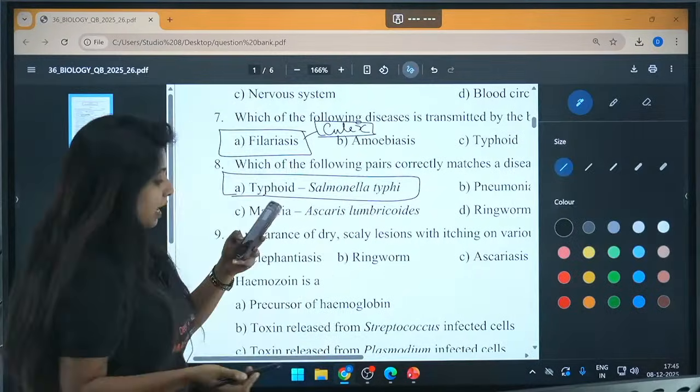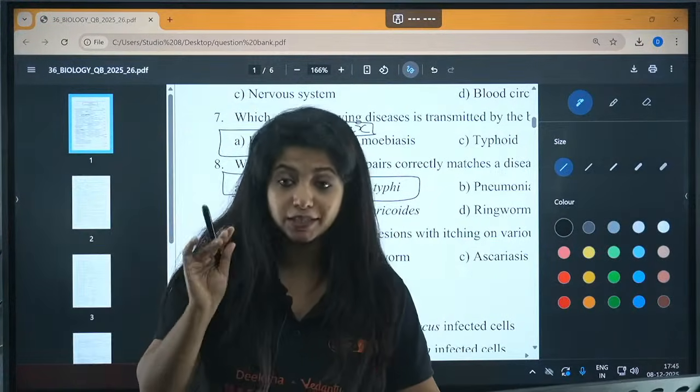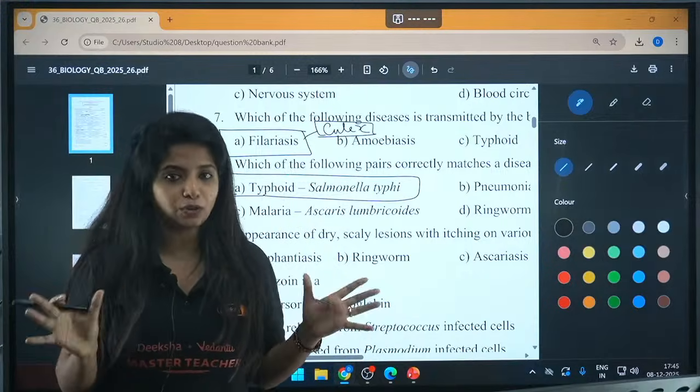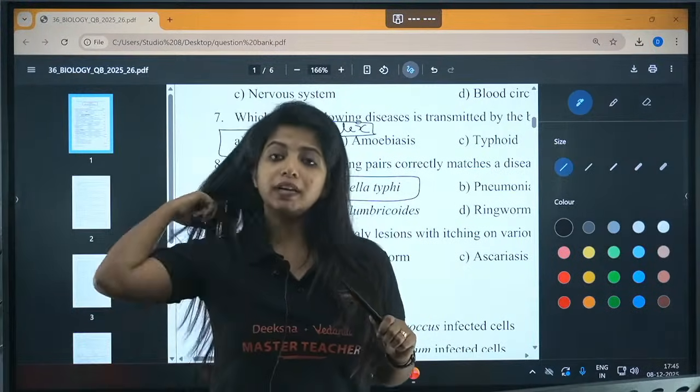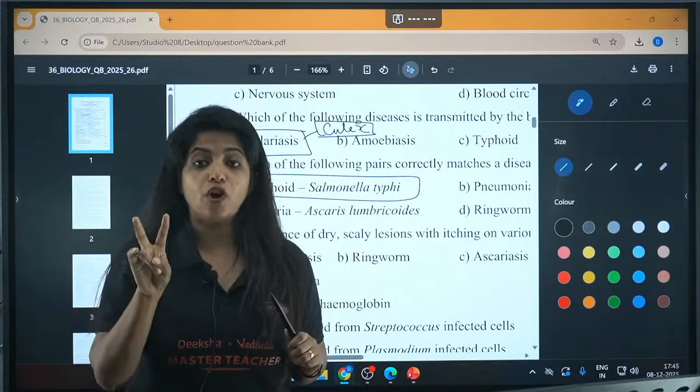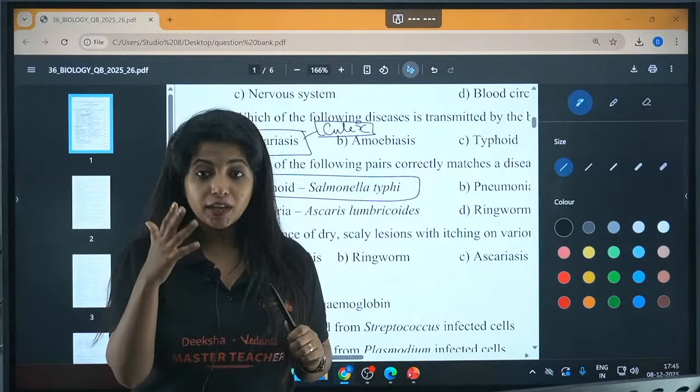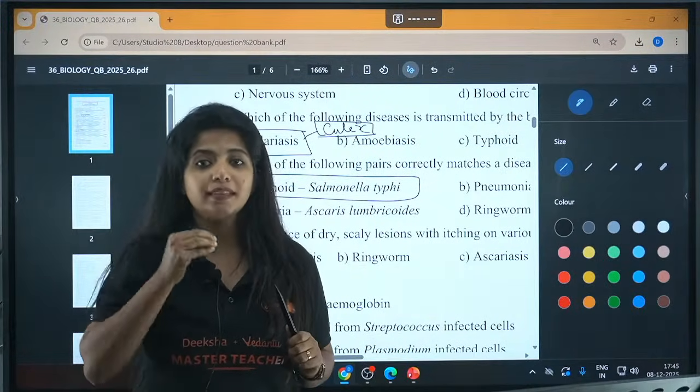Now, since Puttaraju Karthik is asking me about filariasis, listen to me carefully, everyone who does not know about it. It will be a good explanation for you guys also. In our NCERT, there are two diseases caused by helminthic worms. There is a group of worms which we call helminthic worms.